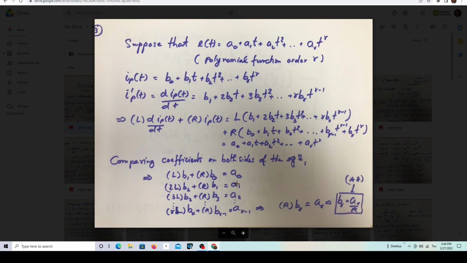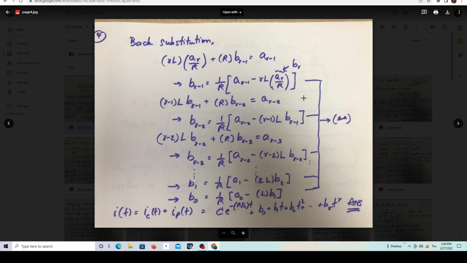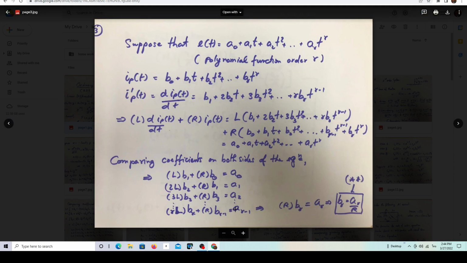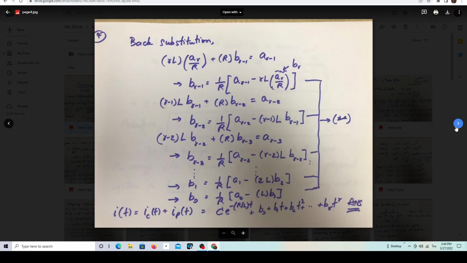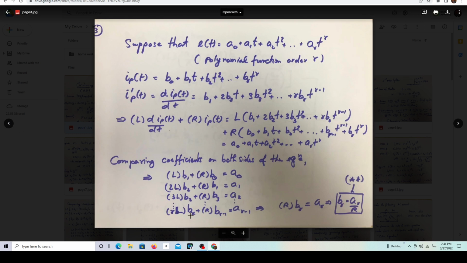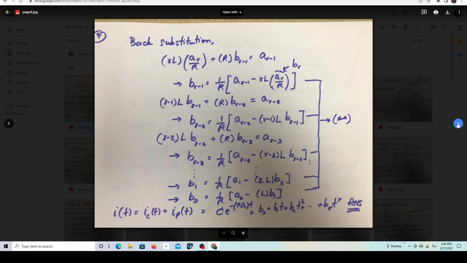Substitute back to find a sub r minus 1, a sub r minus 2, a sub r minus 3, up to a sub 2, a sub 1, and a sub 0. And that's what we did here. You can see that back substitution. We start to use the a sub r minus 1 here. a sub r minus 1 equals r times L times b sub r, but you already know b sub r here is equal to a sub r divided by R.